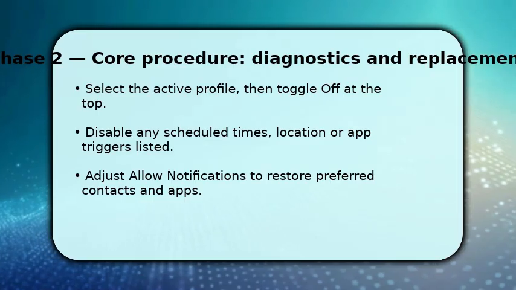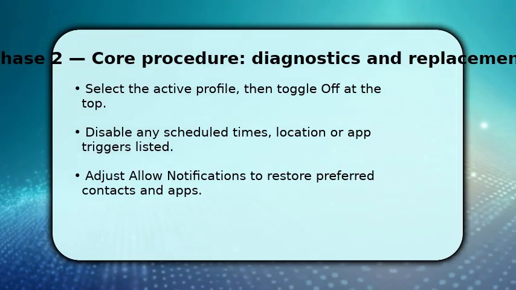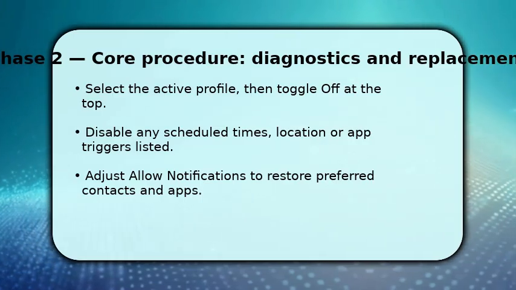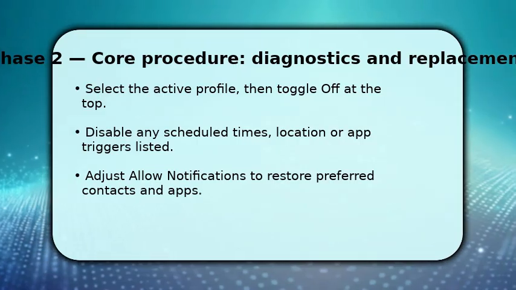While here, adjust allow notifications to re-enable critical contacts and apps. You can add exceptions to avoid missing urgent messages. Once toggled off, confirm the status on the main focus screen.